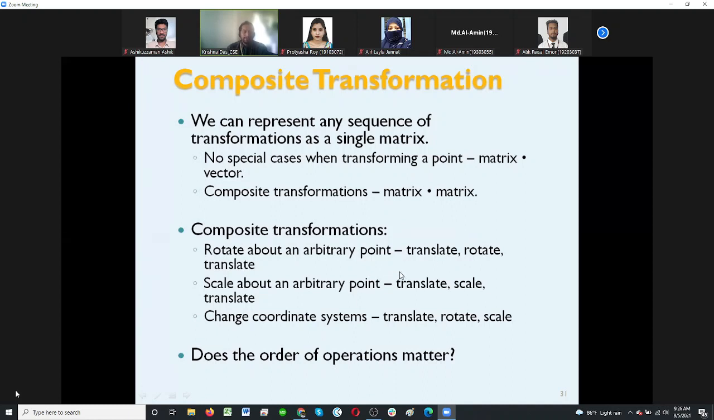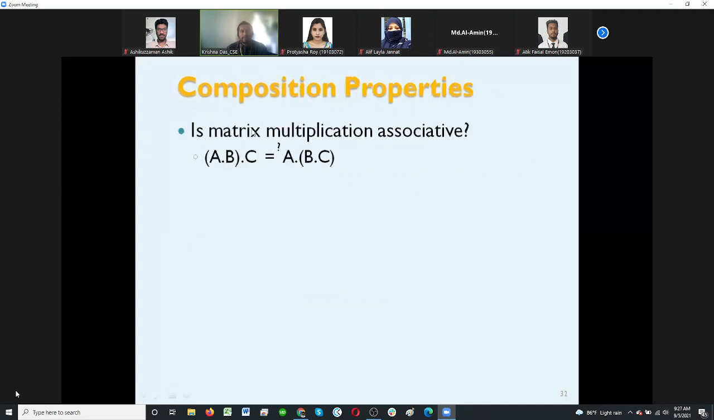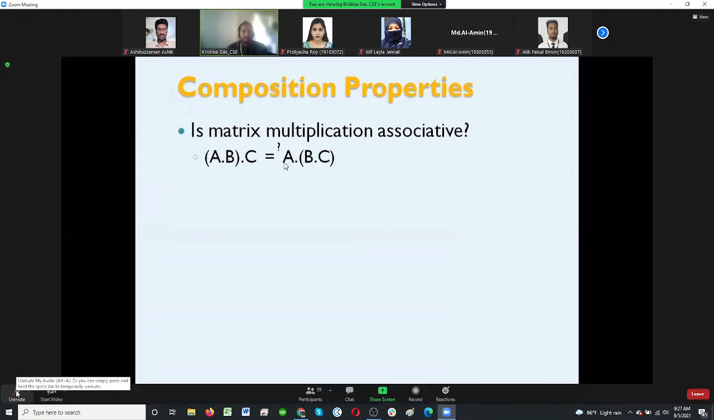Otherwise, the values should be different. According to that function, we look at multiplication, especially for the matrix, whether it is associative in nature or not. Associative means what? AB first, then C. Are they equal to A and BC? That means BC we do first, and then do with A. Is it equal to this one?